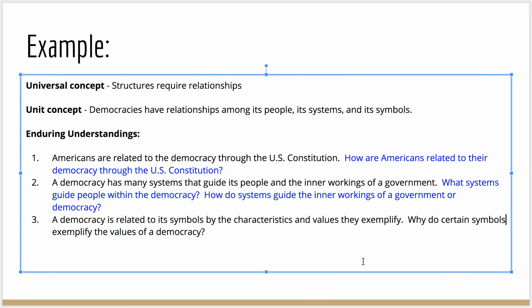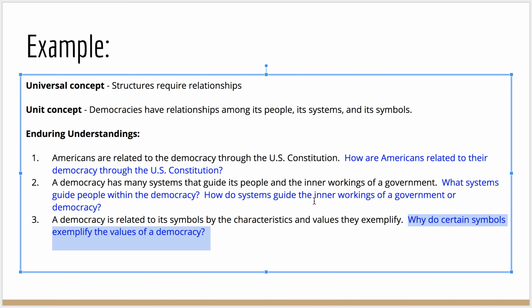I always like to have a how and a why question in my enduring understandings. To you, it may sound better to put how do certain symbols exemplify the values of a democracy. It's really a matter of teacher preference. But for me, I feel like this could be a really good way for students to explain why a certain symbol exemplifies the values, because they're going to have to attach it to specific reasoning embedded within a text, and they're going to have to attach it to certain thinking and synthesizing across text. So I'm going to use that word why.